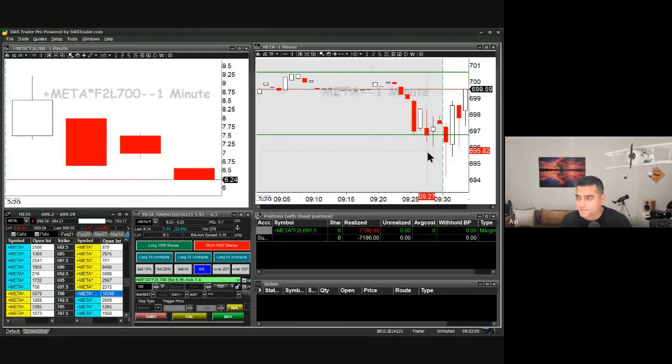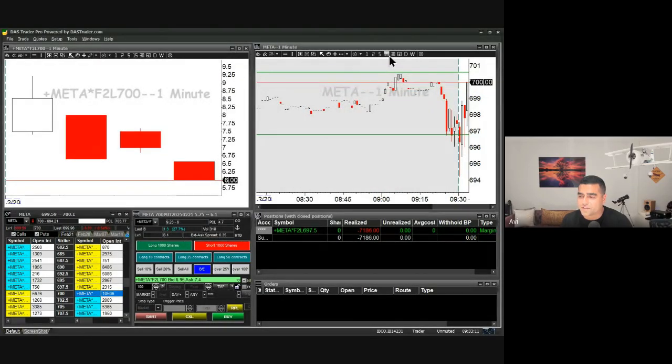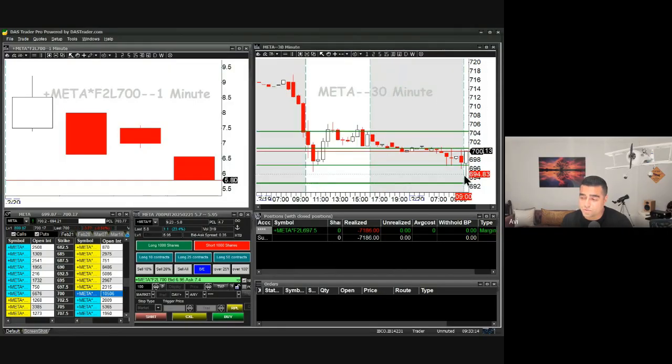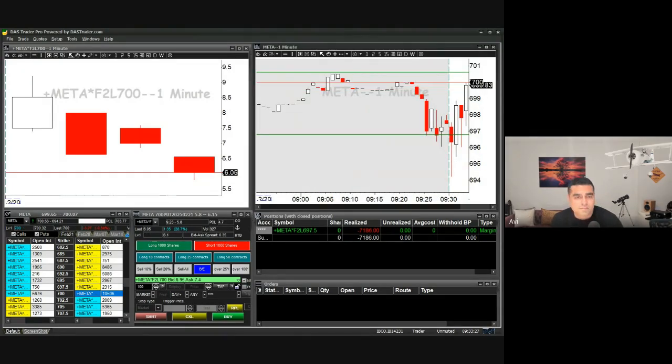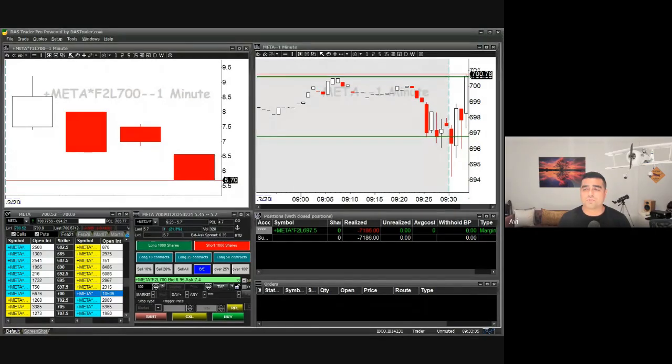There it goes. Meta. The problem with the reversal on Meta now is that it's made a lower bottom, which is not a good double bottom setup. That's unfortunate. So I'm not looking to go long anywhere here. All right, so no setups for now. Just sit and wait. And now it's a matter of waiting for a 30-minute candle to close.